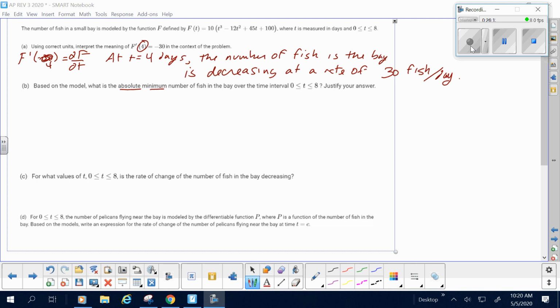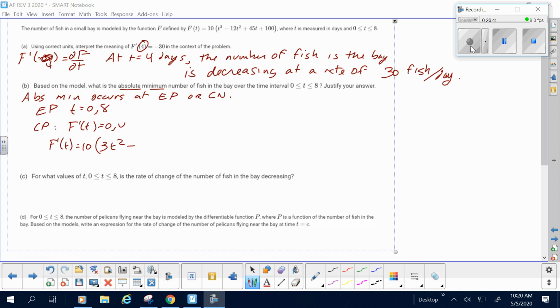Absolute min, you're going to say something like absolute min occurs at endpoints or critical numbers. The endpoints are obvious. Two candidates are time 0 and 8. The critical numbers are where the derivative, capital F, is 0 or undefined. So I guess we're going to need to start by finding capital F. The coefficient, you know, you can leave that out front and focus on the variables. The derivative of the interior is 3t squared minus 24t plus 45 plus 0.